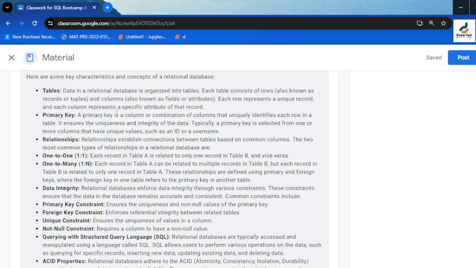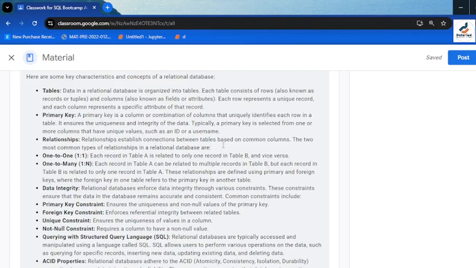Because a primary key is basically a column or combination of columns. Yes, you can have a composite key where you have two primary keys. It's a combination of columns that uniquely identifies each row, right? Remember, a row can also be called a record in a table, and it ensures the uniqueness of the data. A primary key is selected from one or more columns that have unique values, such as an ID or a username. Very important. So look at all this as we move on.